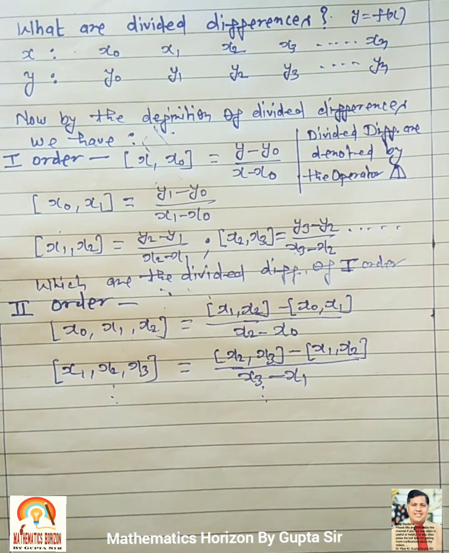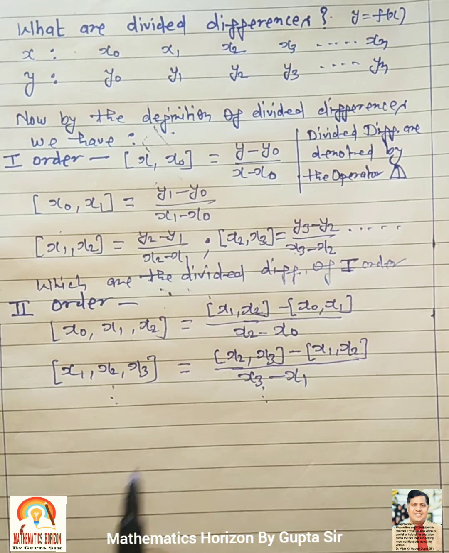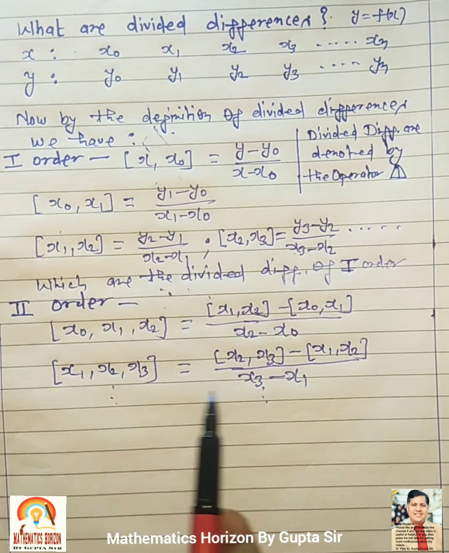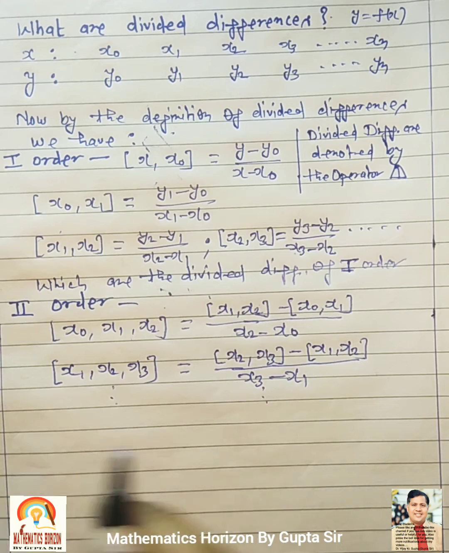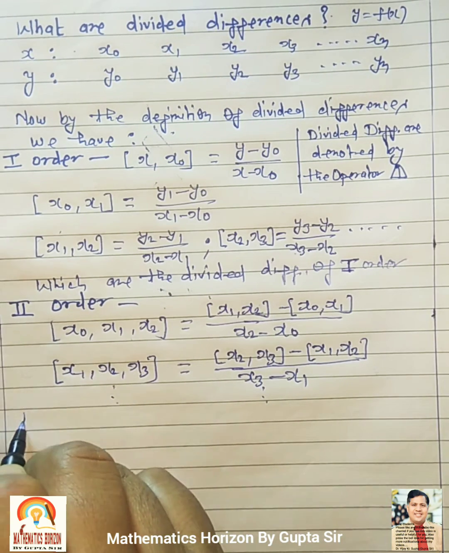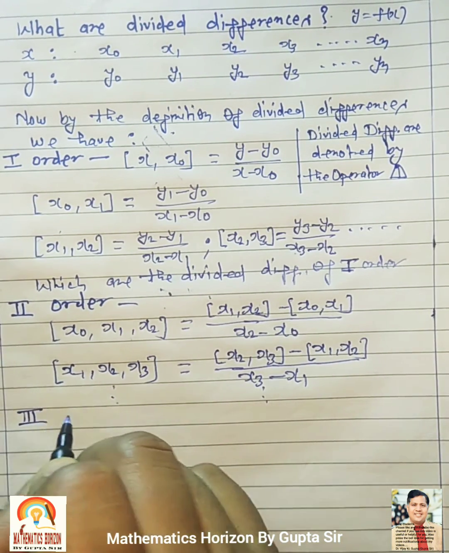We can also find other divided differences of second order. Now we find divided differences of third order.